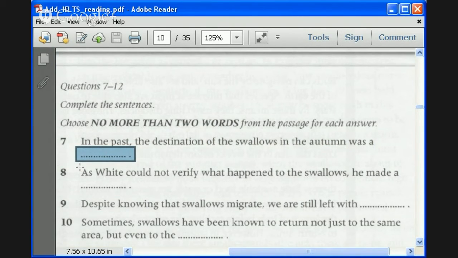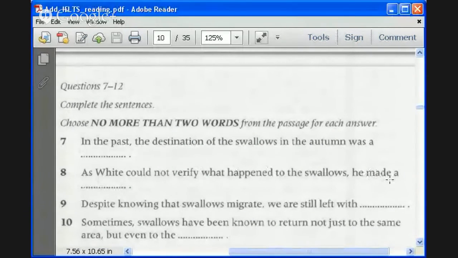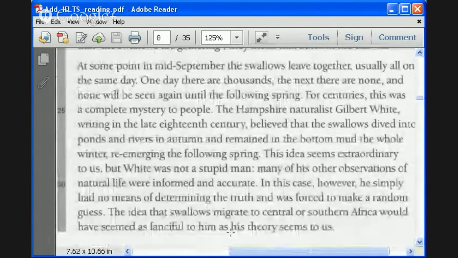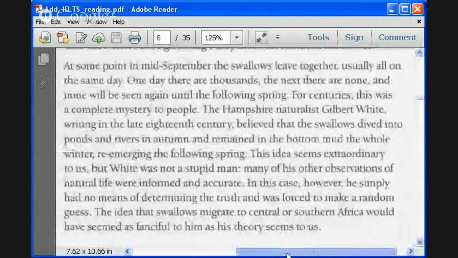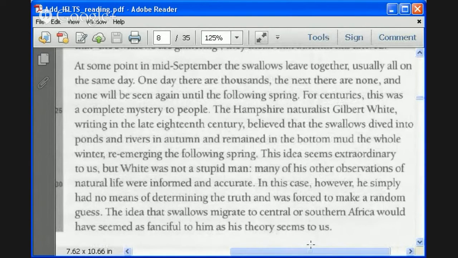Okay. Michael, we're just scanning here. There's no reason you couldn't try one of these. Okay. As White could not verify what happened to the swallows, he made a... what did he make? Well, a noun. Yeah, he made a noun. Okay, so this paragraph is the one with White. All right. Okay, so what did he make?